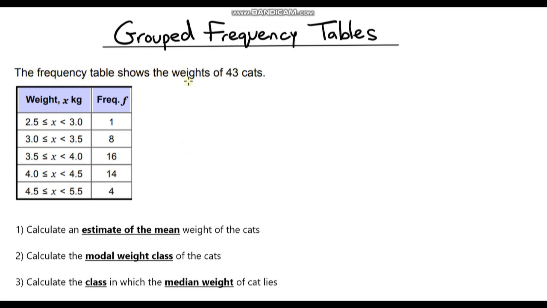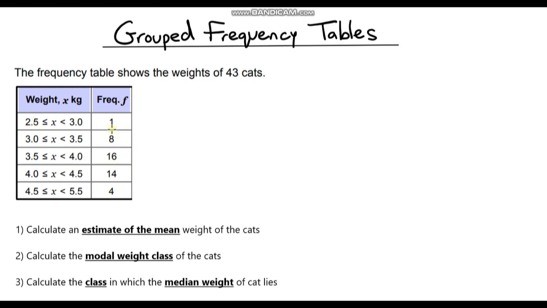So this first example that I'm going to go through says the frequency table shows the weights of 43 cats. So you've got the weights in this column, and you can see it's a grouped frequency table because you've got these groups instead of individual values. And you've got the number of cats in this category in this column here.